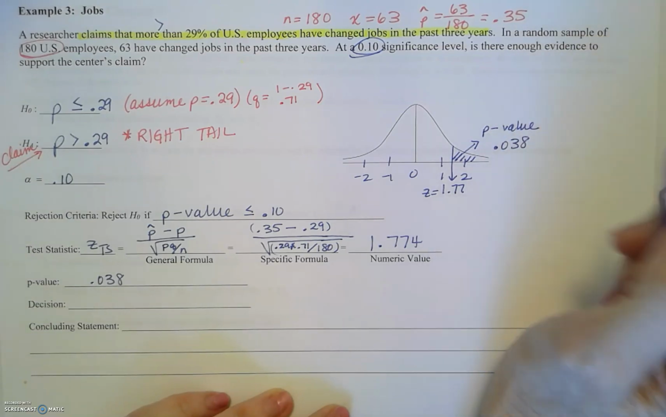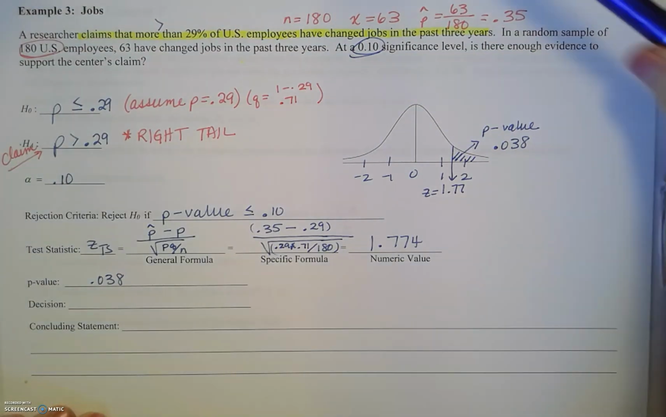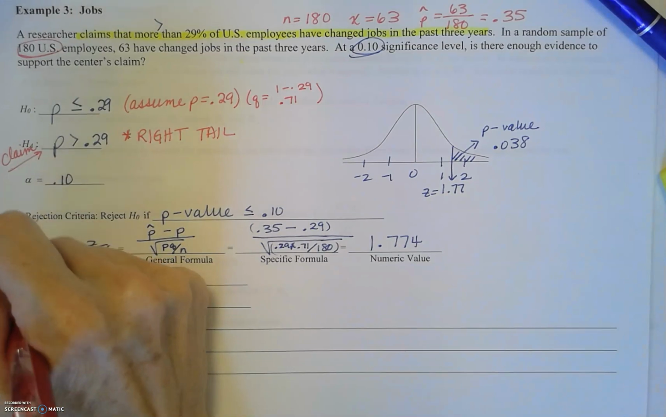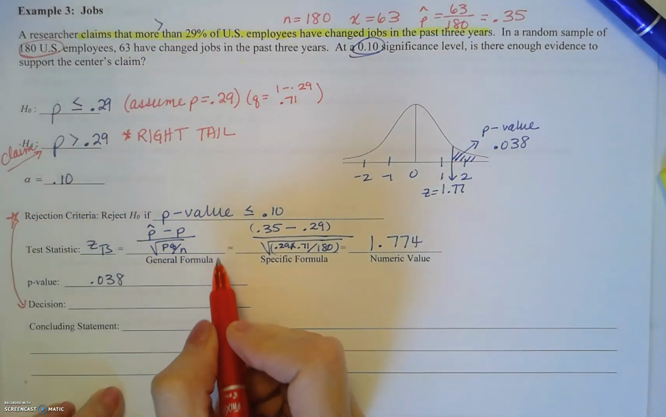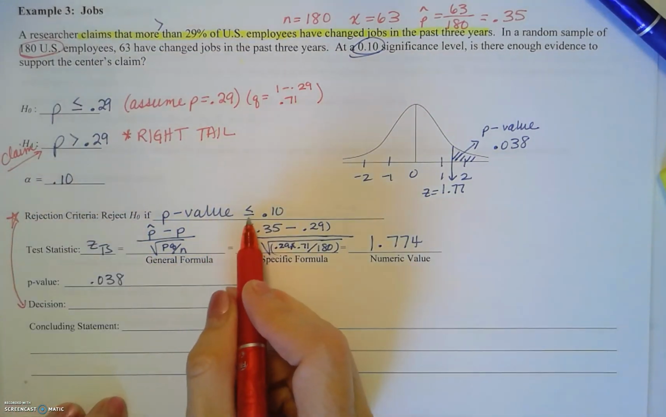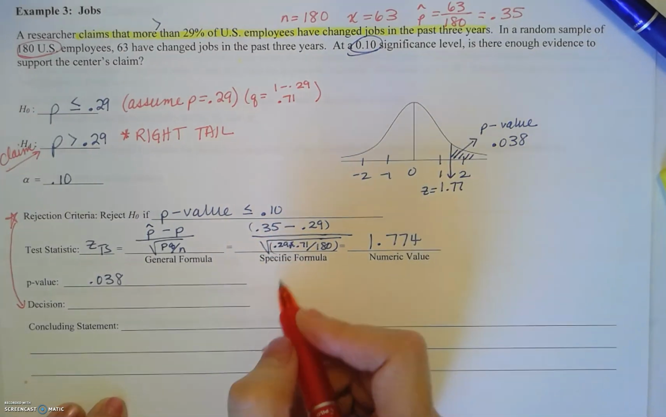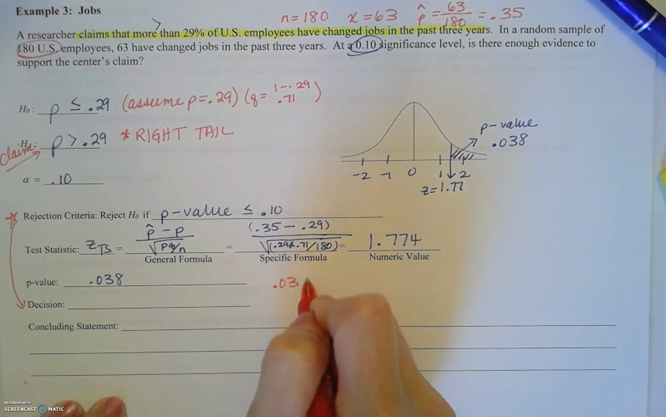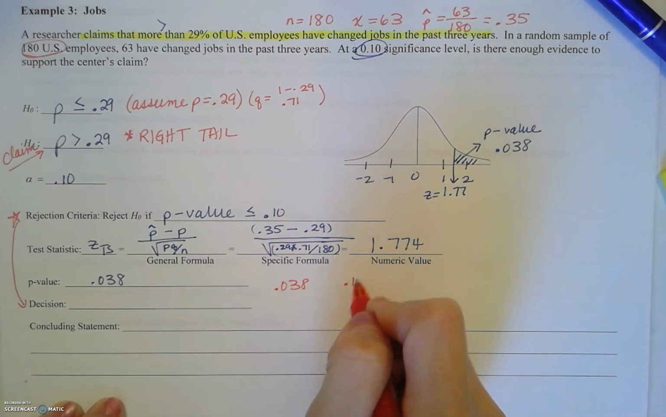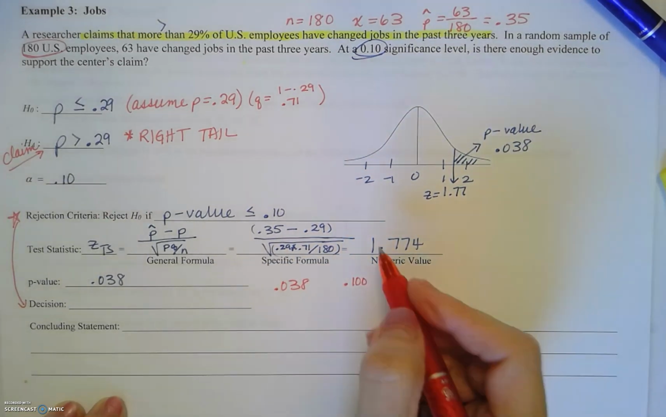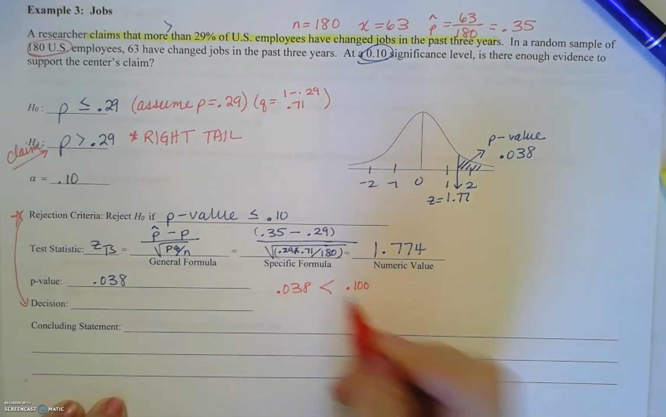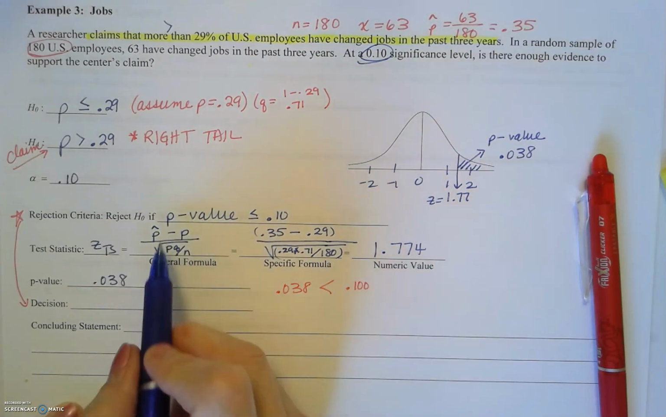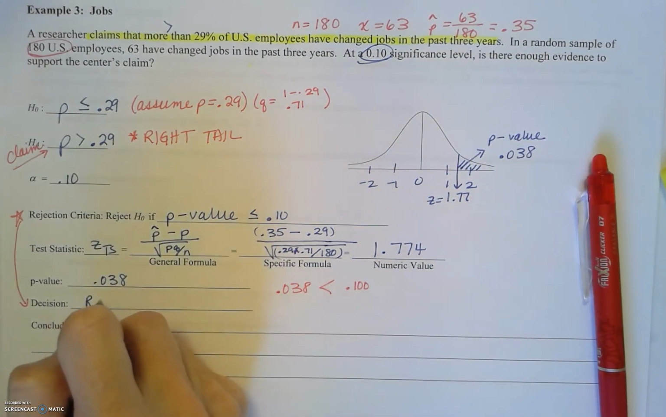So our p-value in this case is 0.038. Now our decision. Remember, our decision comes from our rejection criteria. And we have to test our p-value to see if it's less than or equal to 0.10. So my p-value is 0.038, and I have to see if it's less than or equal to 0.10. I'm going to add another 0 there, and I can clearly tell that it is definitely less than. So my decision then is I'm going to reject the null hypothesis.